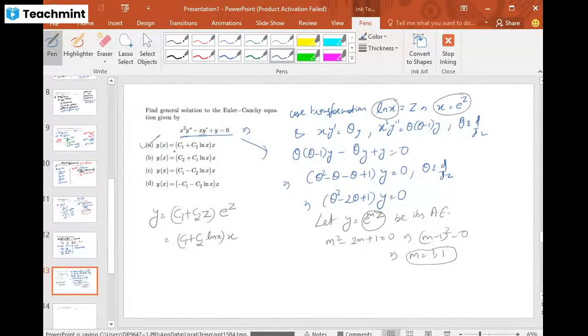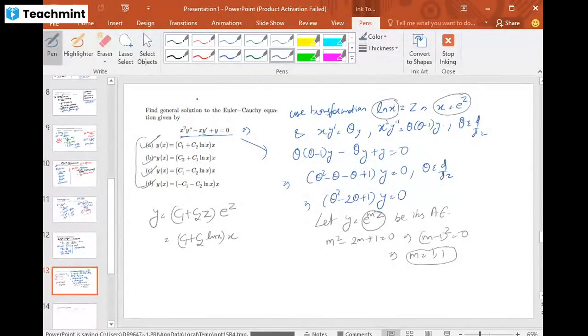This is right. c2 plus c1 log x is also right, because c1 and c2 are constants, I can write in any order. c1 minus c2, if c2 is constant, then minus c2 is also constant. So this is also the correct option, and this is also the correct option. So in this case, all the four options are correct.